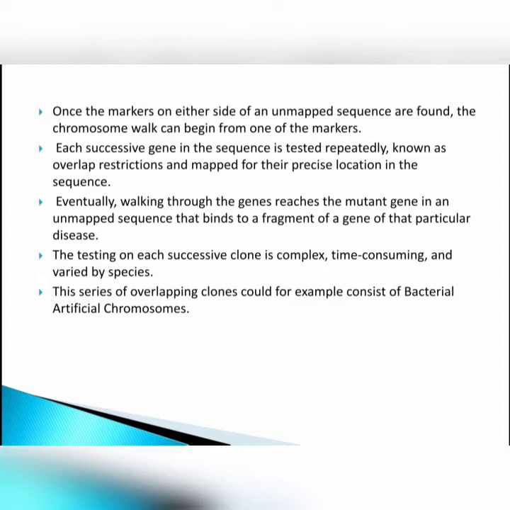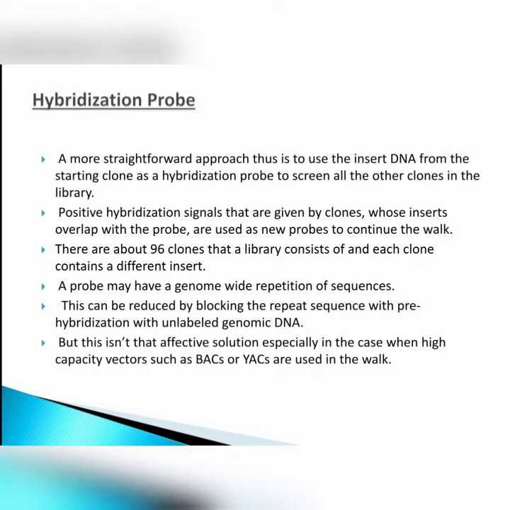This series of overlapping clones could, for example, consist of bacterial artificial chromosomes. Hybridization probe: a more straightforward approach is to use the insert DNA from the starting clone as a hybridization probe to screen all the other clones in the library.